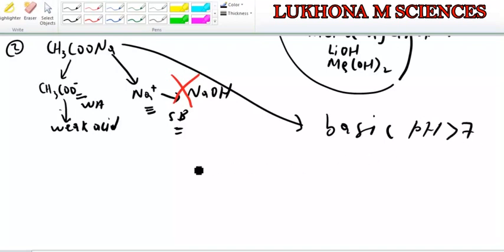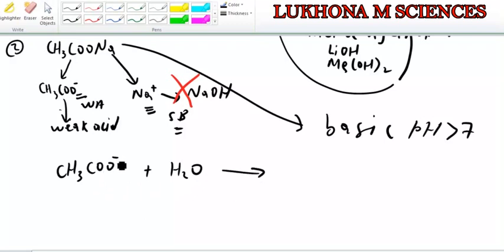Give a reason for your answer. Let's perform hydrolysis. Hydrolysis is a reaction of salt with water. So we'll take only the ions from a weak acid, then we'll react them with water. Then we get the products.